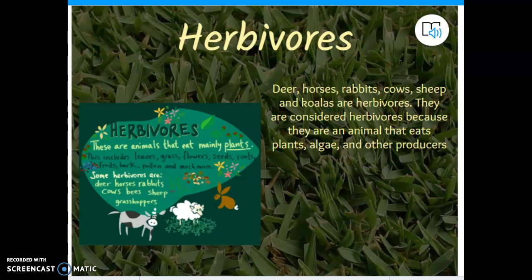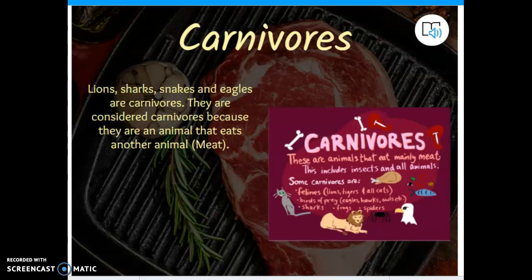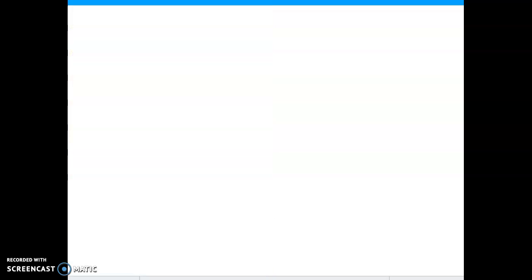Then the energy from the grass is going to go to an herbivore. So herbivores only eat plants. We talked about carnivores, and we said carnivores only eat meat. Your sharks, your snakes, spiders, eagles are all carnivores. The only thing they consume is meat.